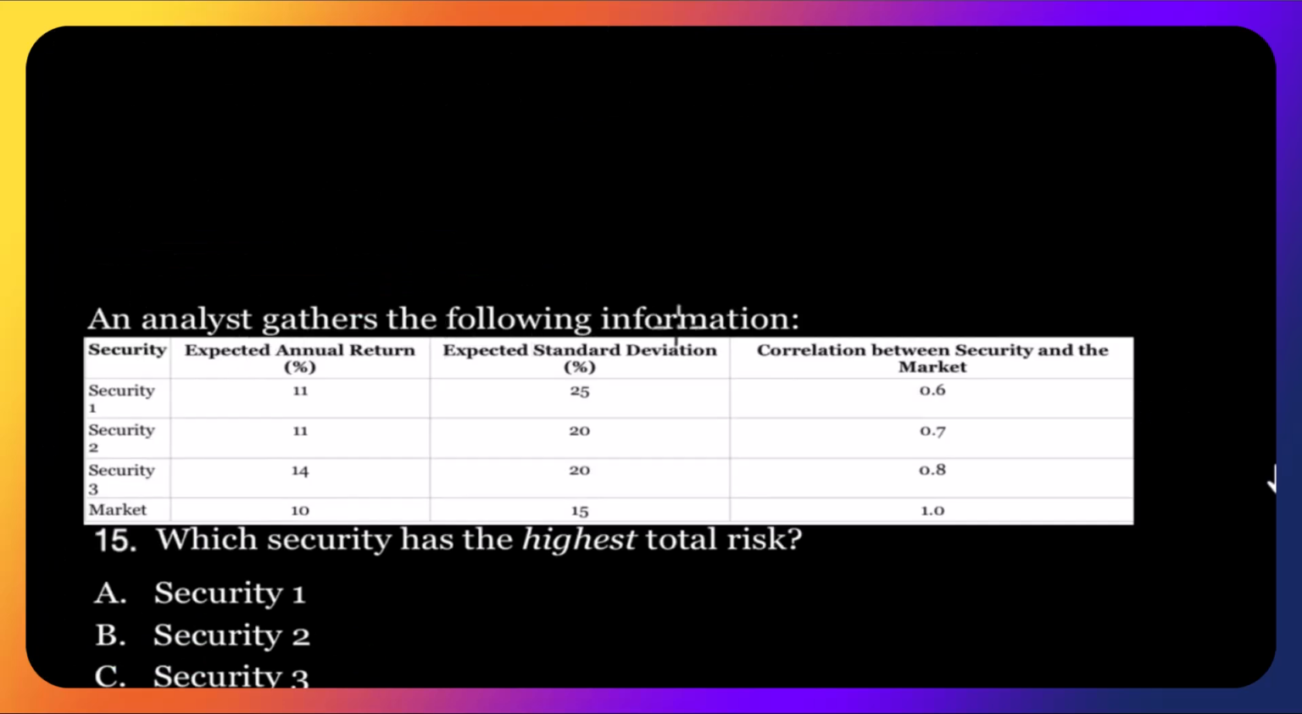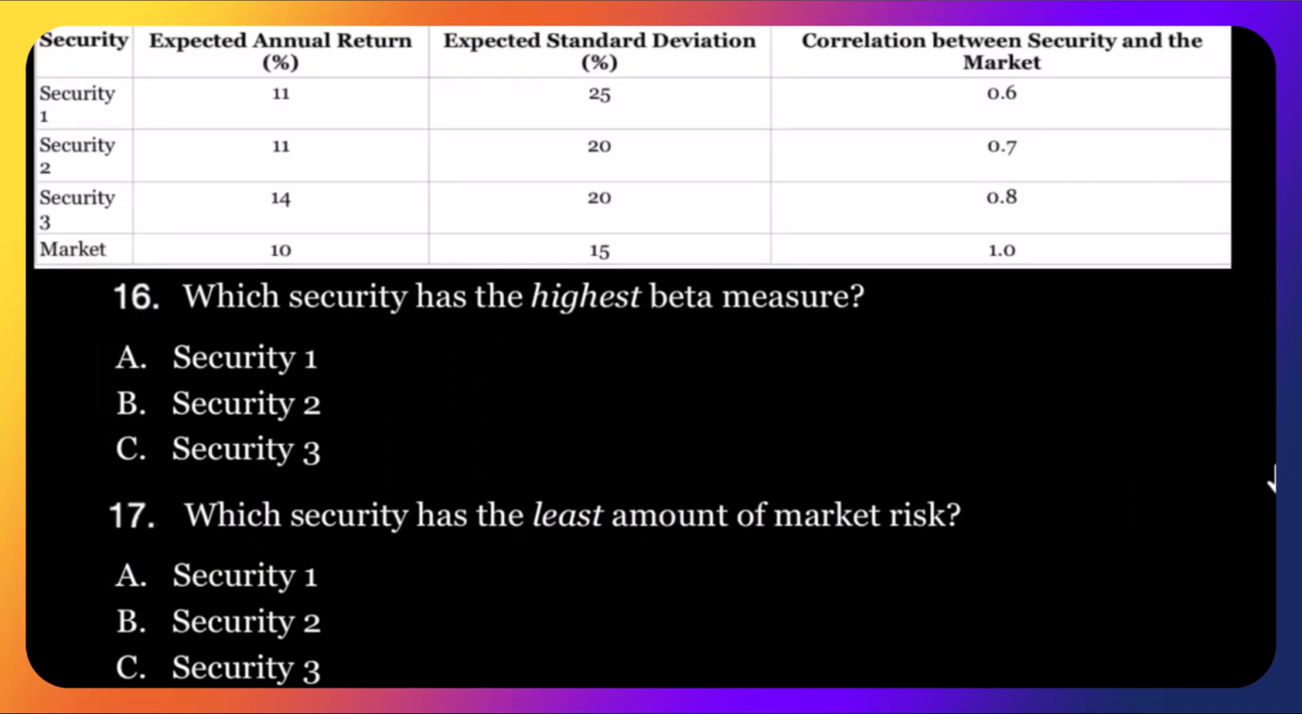Next, an analyst gathers the following information. We got 3 securities in the market, along with their expected annual returns, expected standard deviation, and the correlations between the security and the market. Which security has the highest total risk? Well, for highest total risk, all we have to do is look at security 1, 2, and 3, look at the standard deviation, and choose the highest one, right? What do we got here? There it is right there. Security number 1 has the highest total risk. What do we say when we get questions like this? Too easy, drill sergeant.